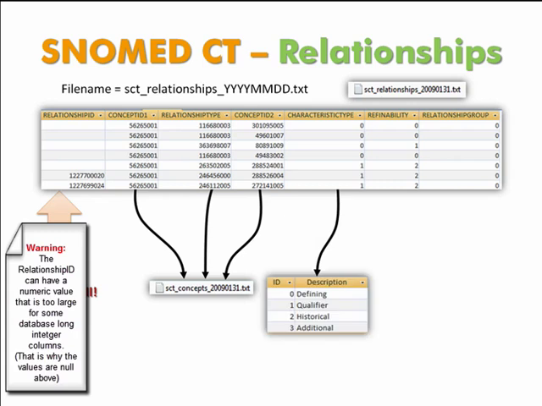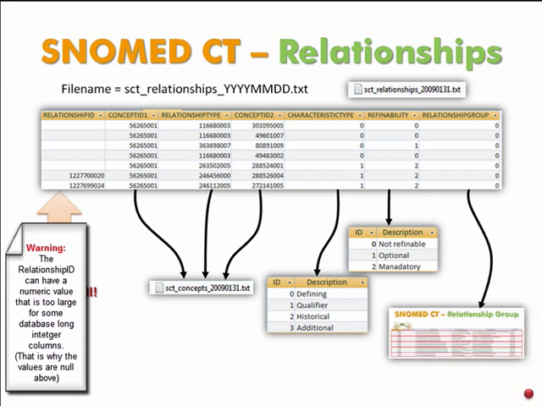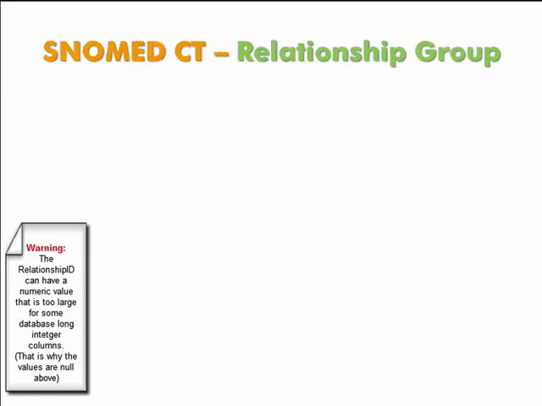The characteristic type tells you whether the relationship is a defining relationship, a qualifier, historical, or an additional characteristic relationship, and whether or not it's refinable, or whether or not it's mandatory that you refine the relationship. And then the relationship group, which I have a whole slide to talk about, so we'll talk about the relationship group in a second. But once again, it's important to point out, ID can be null, all these things are concepts. The characteristic is telling you the type of relationship. Refinability tells you whether you need to refine it or not. And then the relationship group.